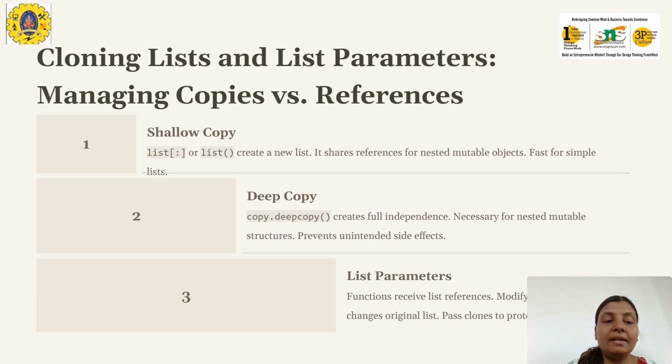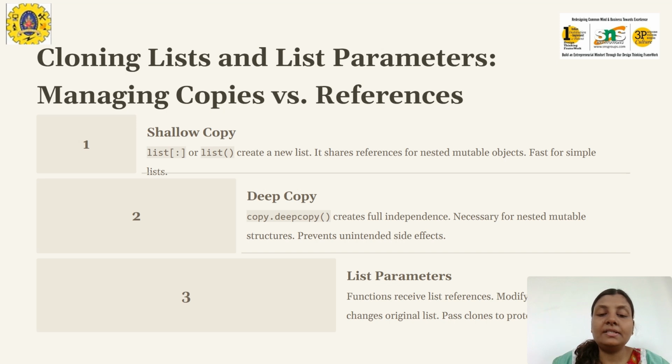Cloning lists and list parameters, managing copies versus references. Shallow copy, list colon or list parenthesis, creates a new list. It shares references for nested mutable objects. Fast for simple lists.